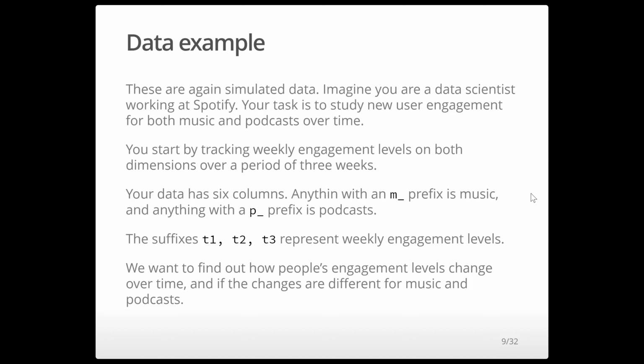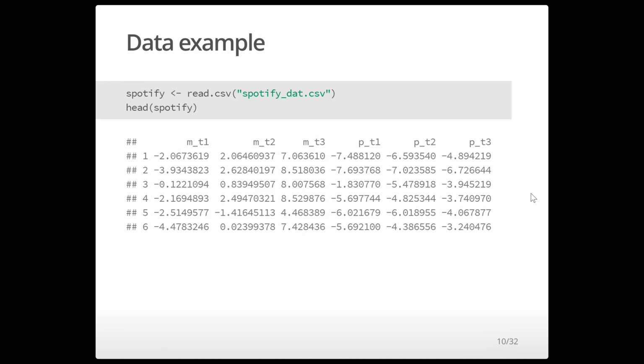Your task is to study new user engagement for both music and podcasts over time. You start by tracking weekly engagement levels on both dimensions over a period of 3 weeks. So your data has 6 columns. Anything with an M prefix is music, and anything with a P prefix is podcasts. The suffixes T1, T2, T3 represent weekly engagement levels, and we want to find out how people's engagement levels change over time, and if the changes are different for music and for podcasts.